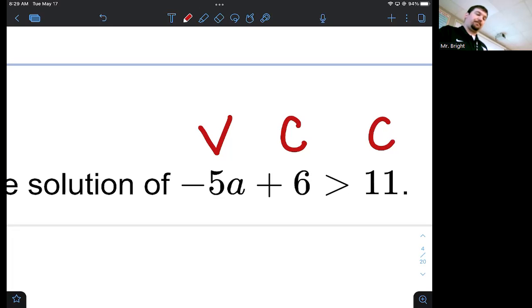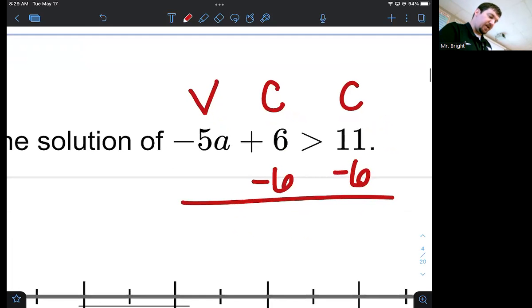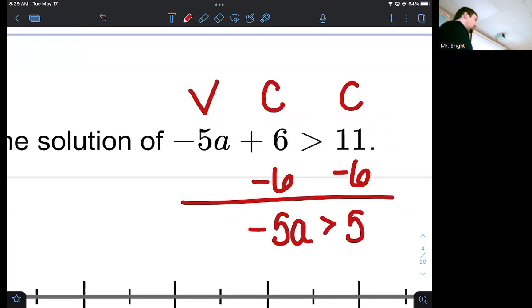Parker? Minus 6 on both sides, that's right. Parker, what is 11 minus 6? 5. So now we have negative 5a is greater than 5. Now we have the variable term on one side and our new constant, which is the combination of a negative 6 and an 11, on the other side.